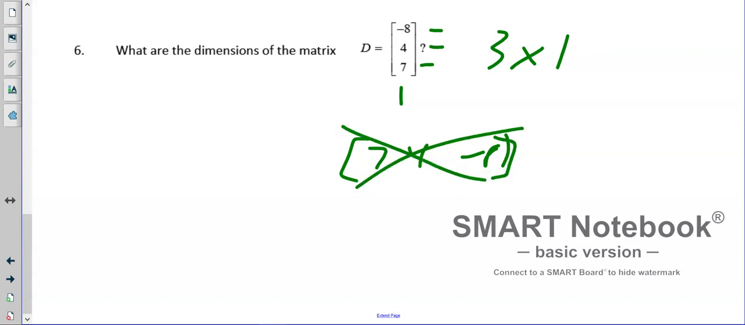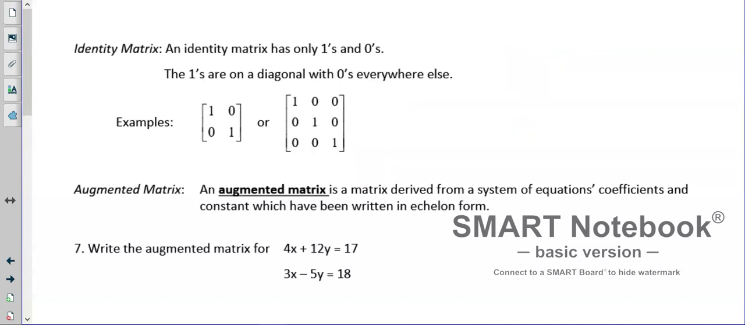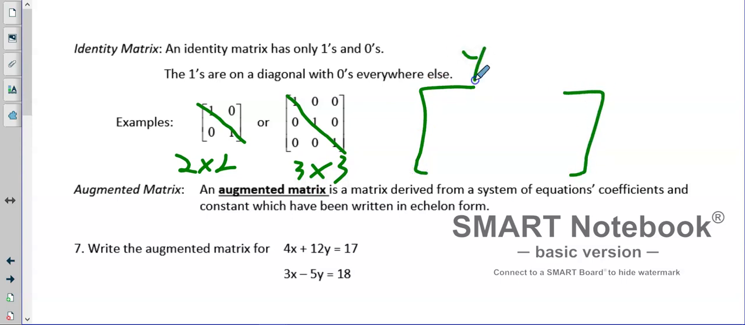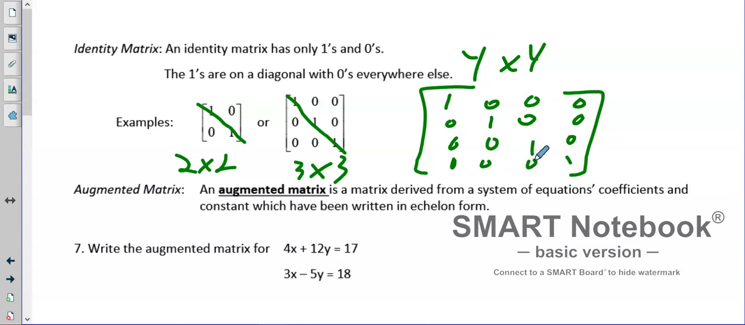So be careful. All right, now an identity matrix has only ones and zeros, okay? Binary, just ones and zeros. So it's where you have ones on the diagonal, like so. So that's a 2 by 2. Here we have a 3 by 3. And if we did a 4 by 4, ones on the diagonal, and then 3 zeros here, 3 zeros here, 3 zeros here, and 3 zeros here. And you can do a 5 by 5, 6 by 6, and so forth.